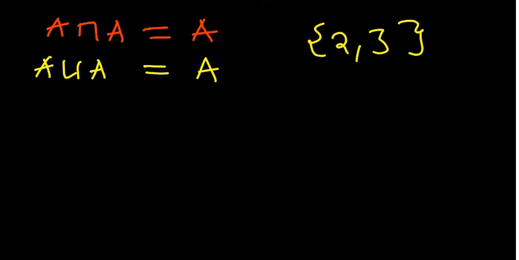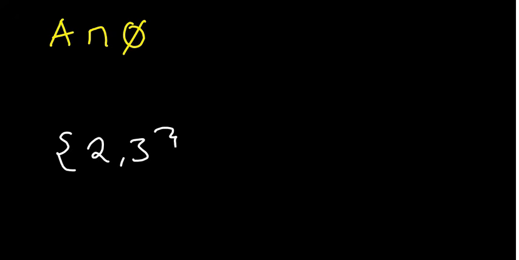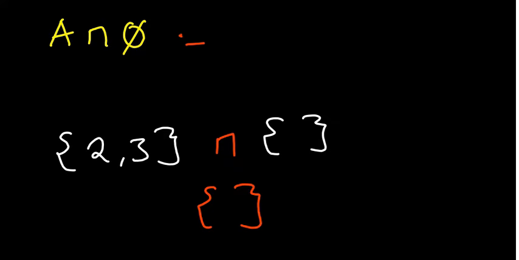The other thing is, look at this. Something interesting as well. If you have a set, and then you're intersecting it with an empty set, what's the answer? Look at set A with two elements, 2, 3, and then you have an empty set. What's the intersection between the two sets? Is there anything common? So it's an empty set. That's an identity law.